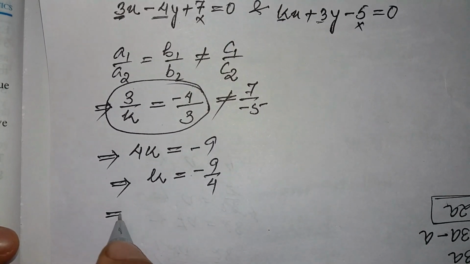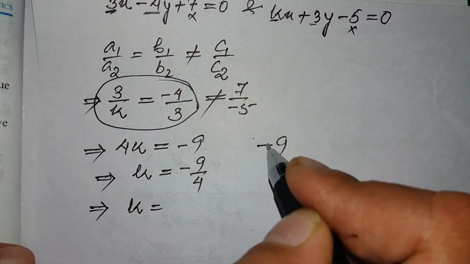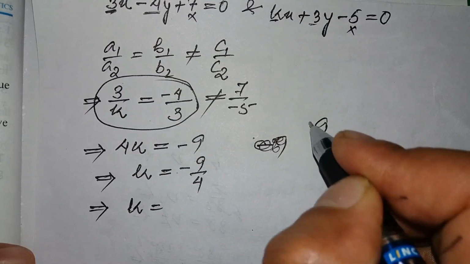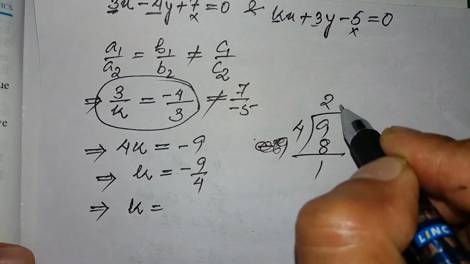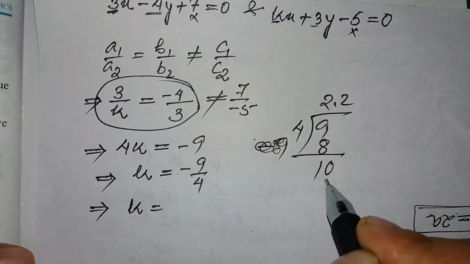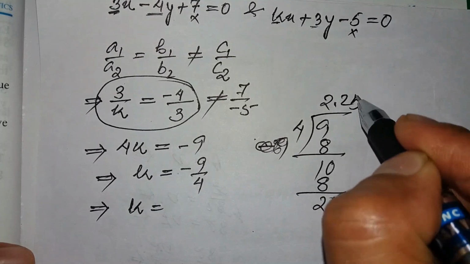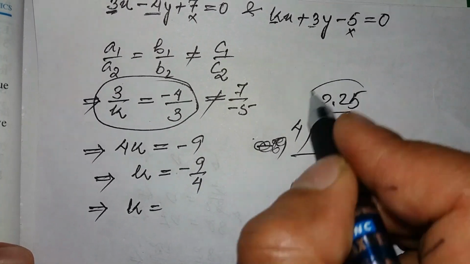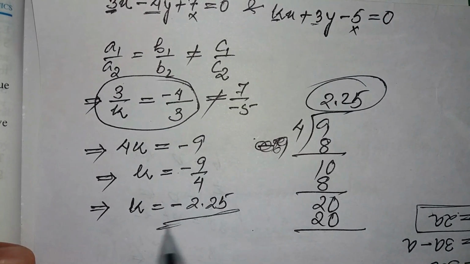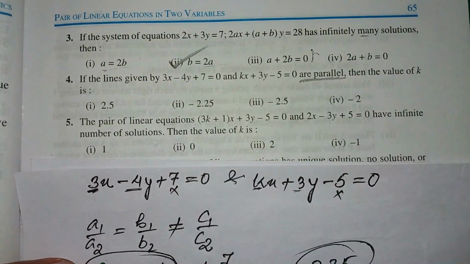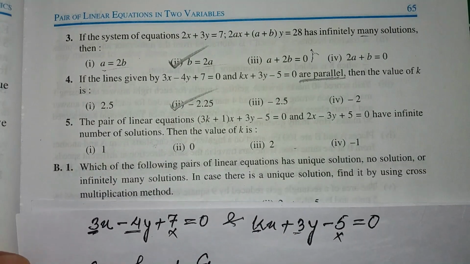Now if we divide this, let's see how much we will get. 9 divided by 4: 4 2s are 8, remainder 1, then 1.0, put a point, 4 5s are 20, so we get 2.25. So the right answer is the second option, that is Roman number 2 here. Now question number 5.